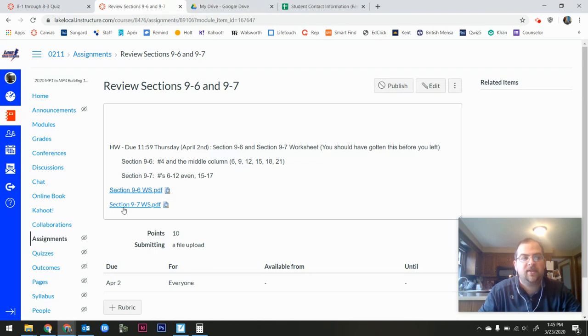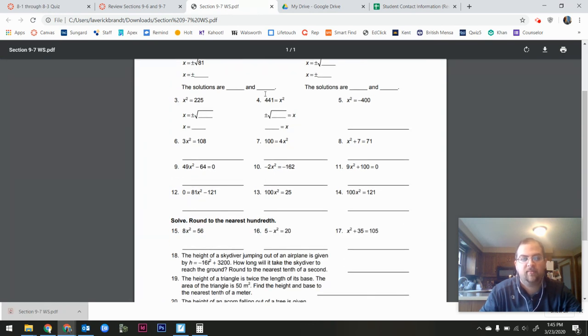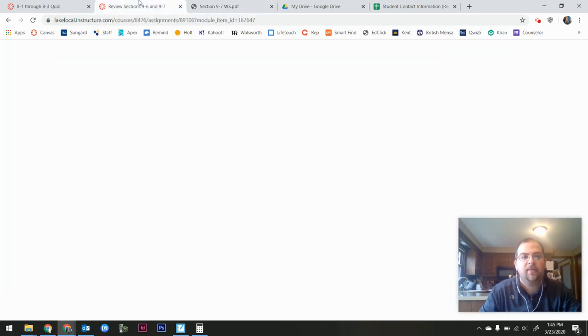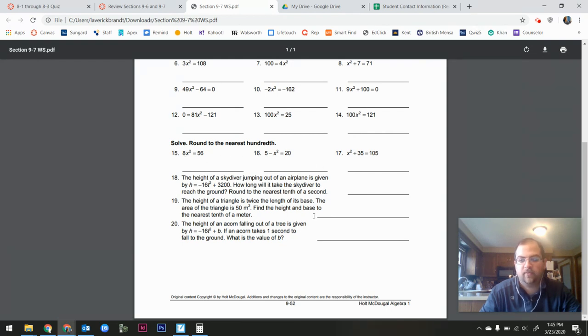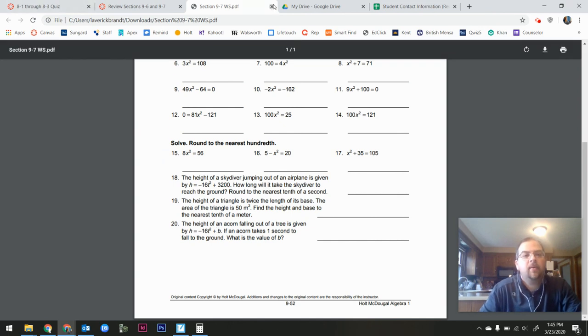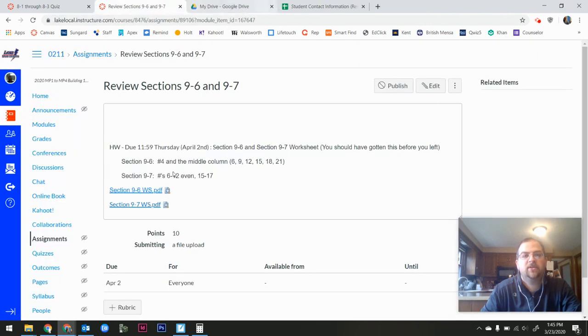For the section 9.7 worksheet, you only need to do 6 to 12 even. So you don't even need to worry about this whole top part. That part you can cross out. 6 to 12 even, so 6, 8, 10, 12, and then 15 to 17. Okay, so just this 15, 16, 17, you don't have to worry about the word problems. If you do the word problems, that might be good because who knows, they might turn up as a bonus on the quiz. Just saying. But you don't have to do any of the word problems. Okay, so again, pay attention to the ones that you have to do for section 9.6 and 9.7.